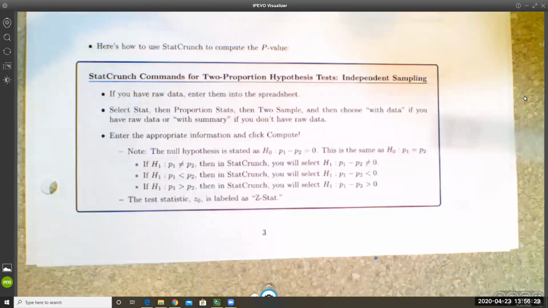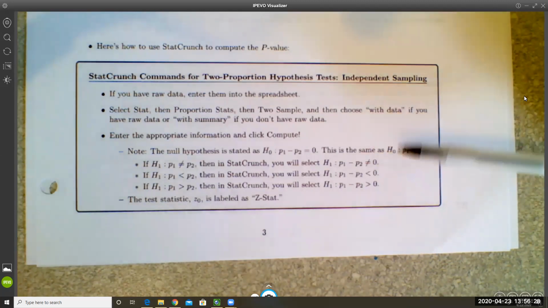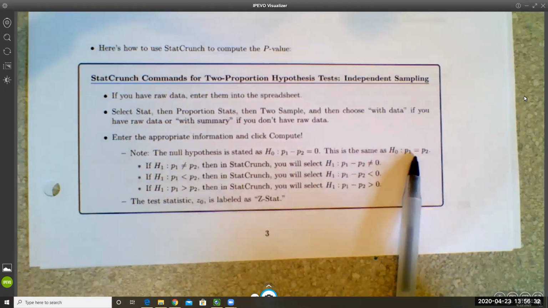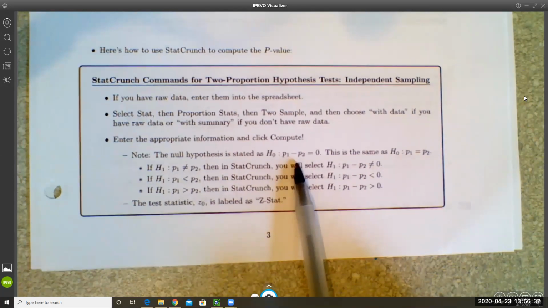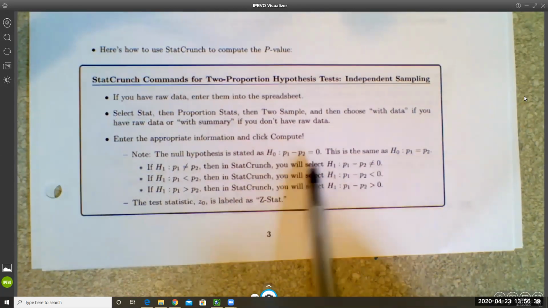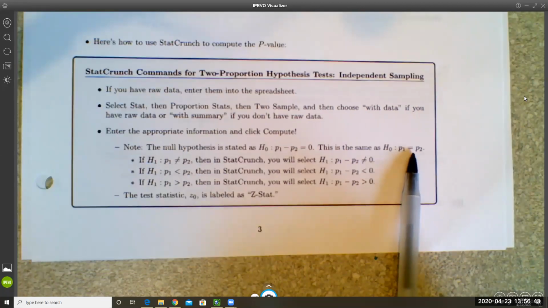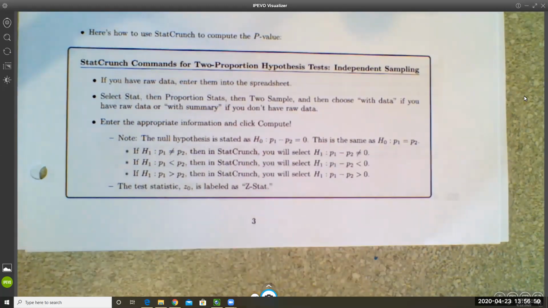When you get there, StatCrunch is going to state the null and alternative hypotheses a little differently than we did. So instead of saying P1 equals P2 for the null hypothesis, they're going to say P1 minus P2 equals 0. But those are equivalent statements, right? If P1 equals P2, then you can subtract P2 from both sides of the equation and get P1 minus P2 equals 0. If they're the same number and you subtract them, you get 0, in other words, right?